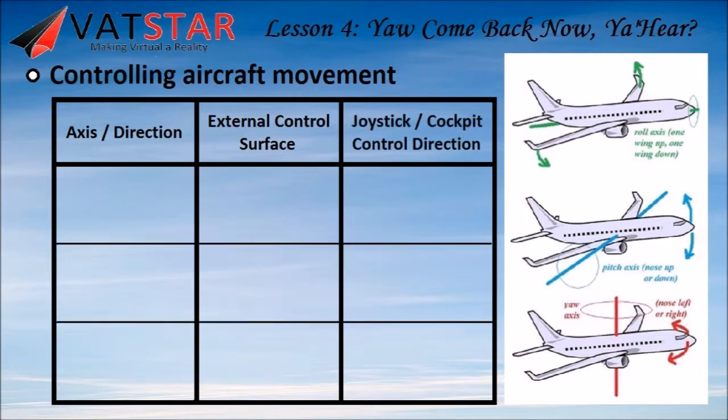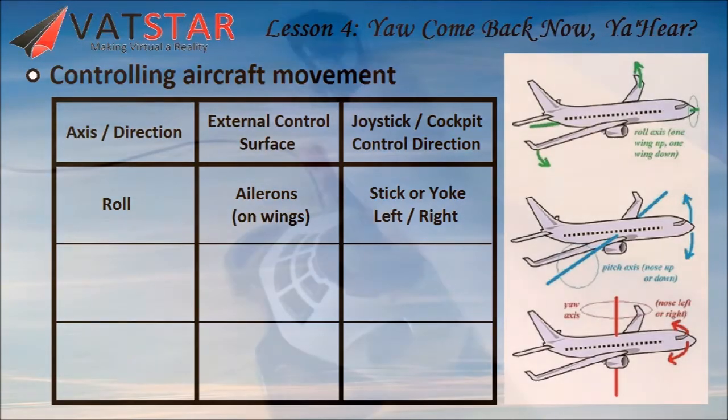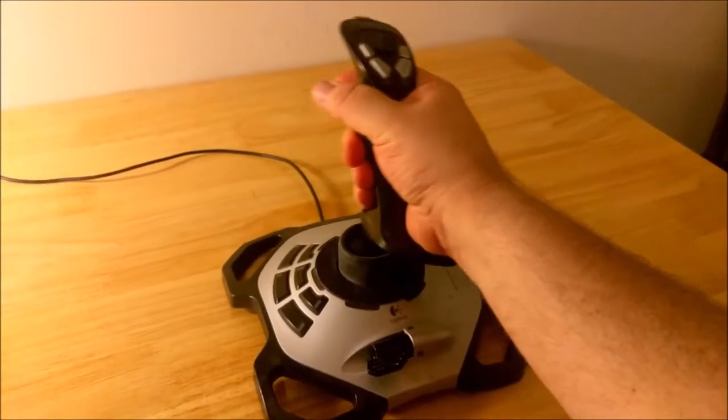So first, roll. Like we showed you earlier, roll is controlled by the surfaces on the wings. Those are called ailerons, and they deflect air up and down off of the wing when the stick or yoke is moved left or right. They work in opposition to each other, so when the right one moves up, the left one moves down, and vice versa. So watch as I move the joystick left and right.